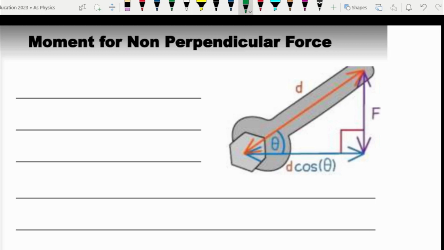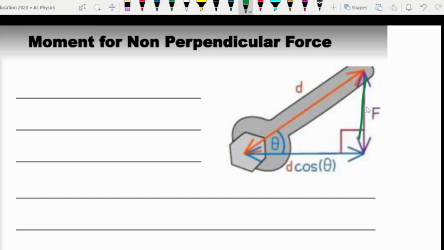This is a situation when the force and the distance are not perpendicular to each other, and this is a new concept that we have here in A levels. All right, in all of the questions in IGCSE and O level physics, we used to have a situation where force and the distance were always perpendicular to each other, or they were parallel. In the case they were parallel, we used to say there would be no moment of force.